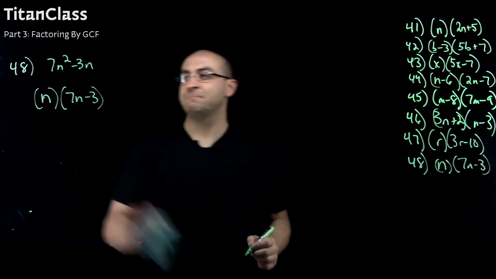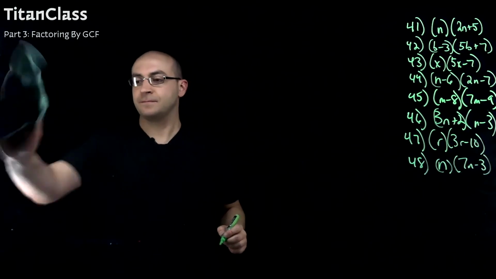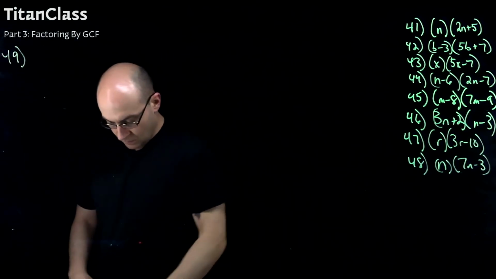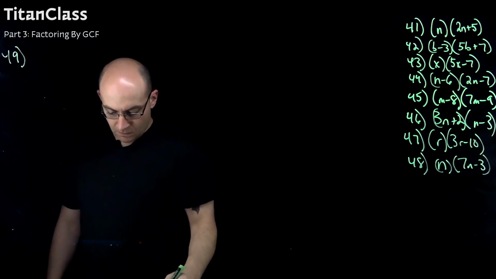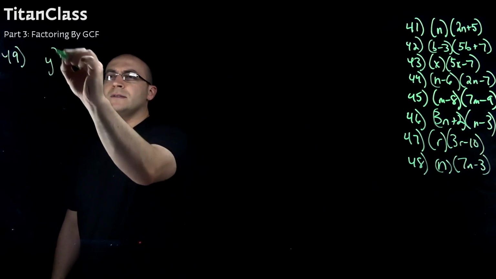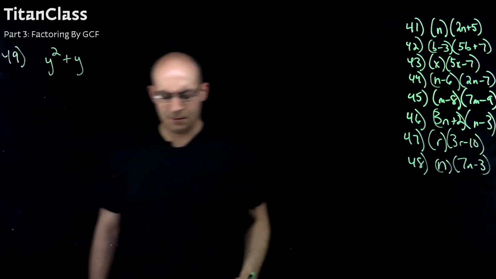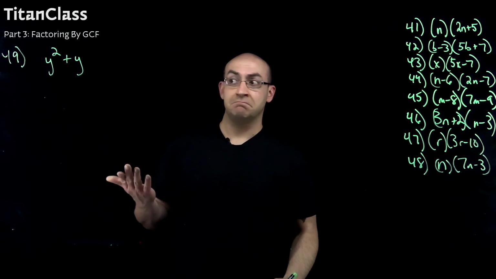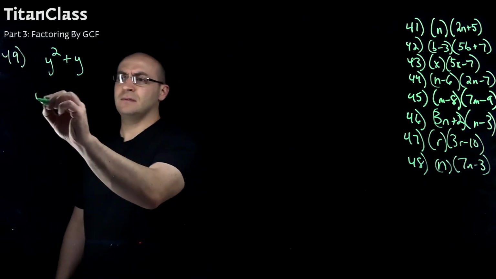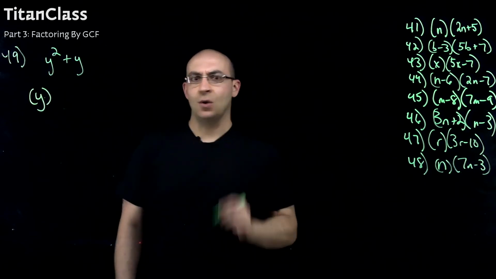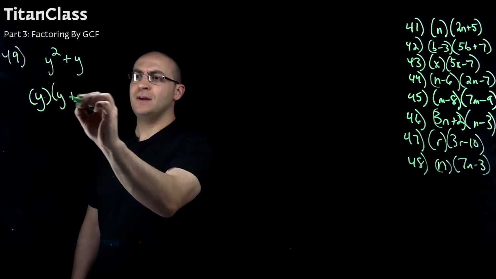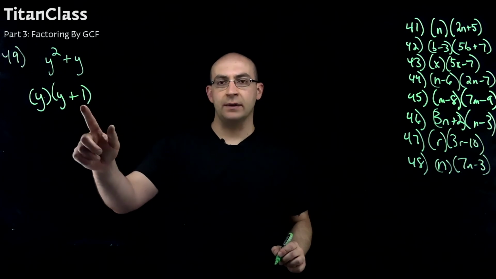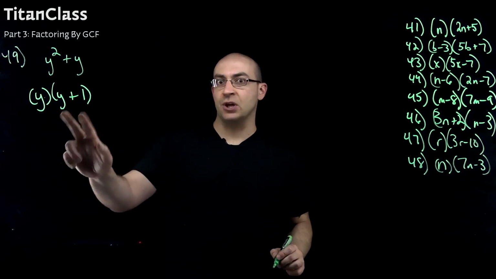Okay. 49. Y squared plus y. GCF, y comes out. Y is left plus 1. Have to put a 1 here because y divided by y is 1. 2 terms here, I need 2 terms in here.